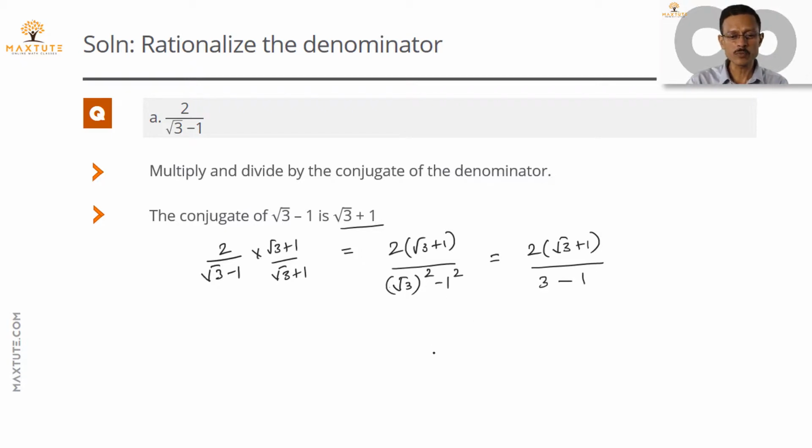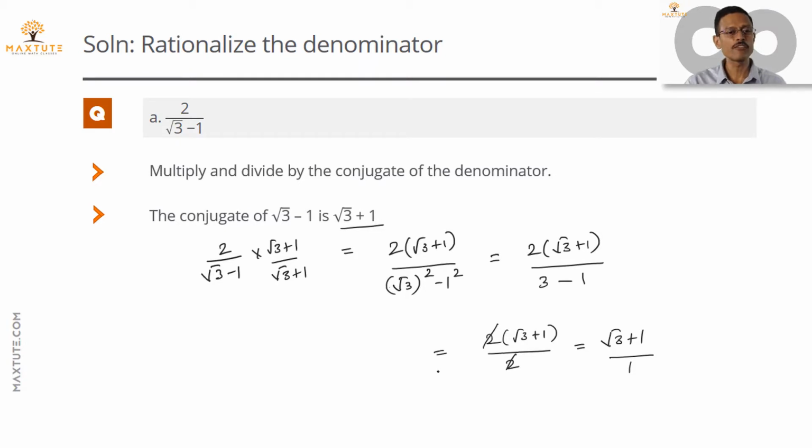So the denominator of this expression, 3 minus 1, is going to be equal to 2. Numerator is 2 times root 3 plus 1. Cancel the 2 in the numerator and denominator. The final answer is equal to root 3 plus 1. So this actually is having a denominator of 1, which is a rational number. So you've rationalized the denominator of 2 by root 3 minus 1, where this root 3 was an irrational component.